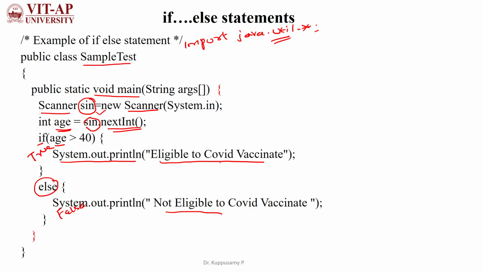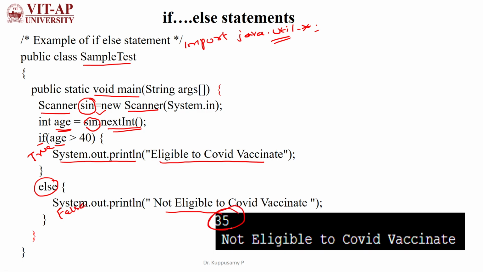When giving the input, I am giving 35, using the Scanner class to get the input for this program. So 35 is the age. After getting it, we compare 35 greater than 40, which is false. So the false block is executed, which has the statement not eligible to covid vaccinate. So wherever we need an either-or choice, we can go with the if else statements.